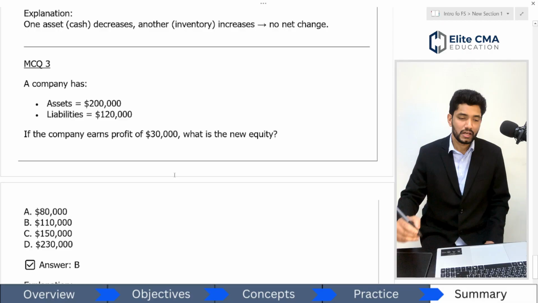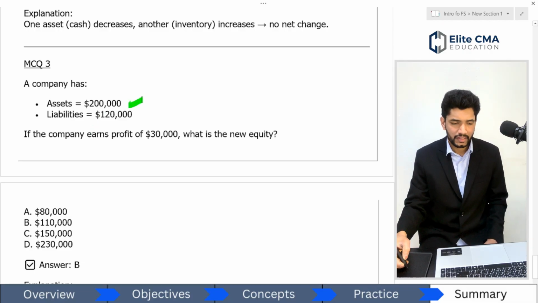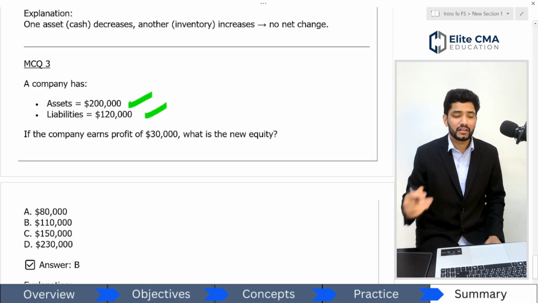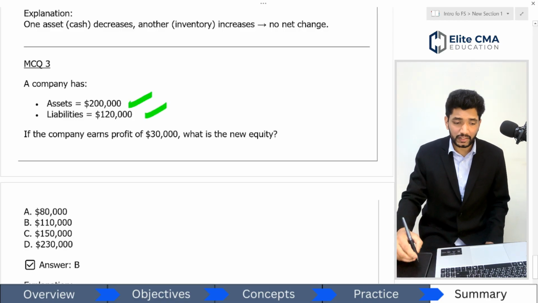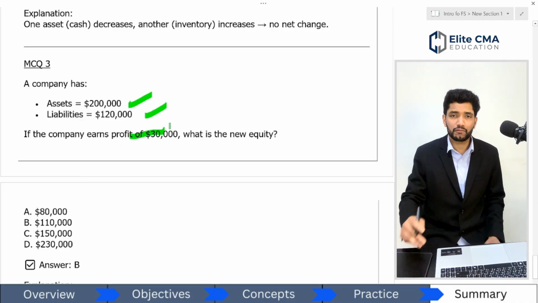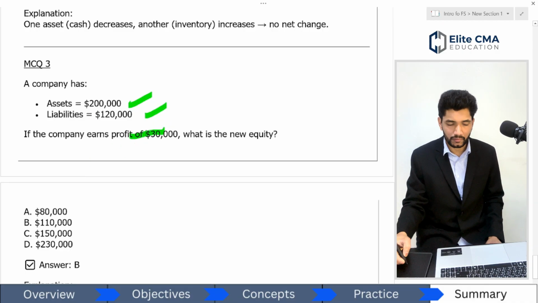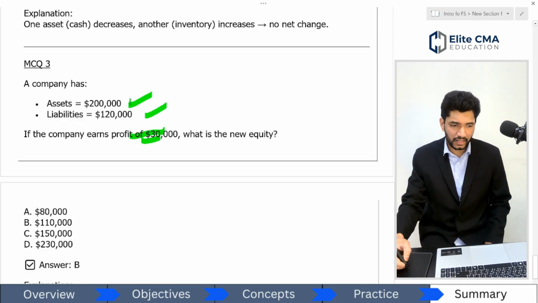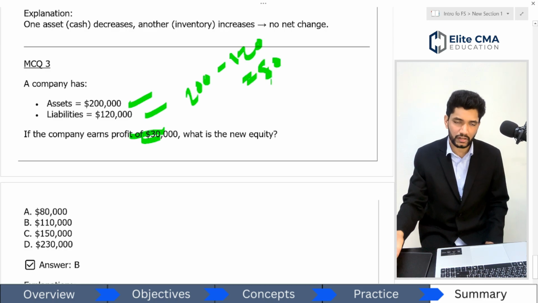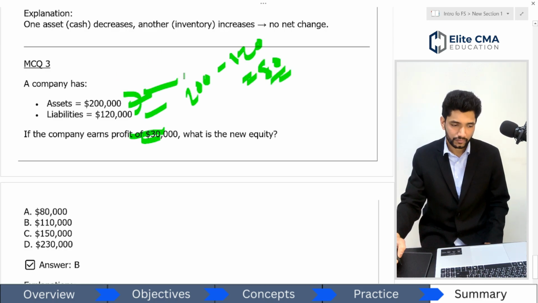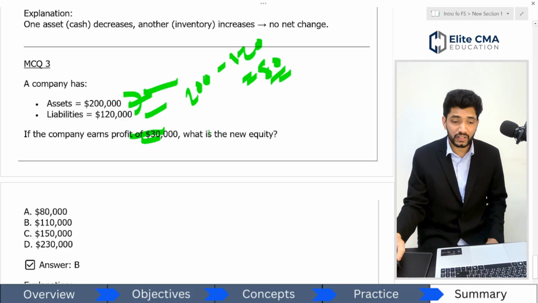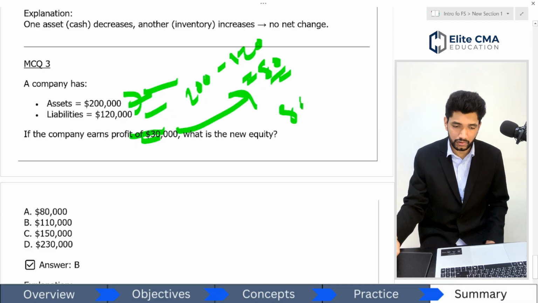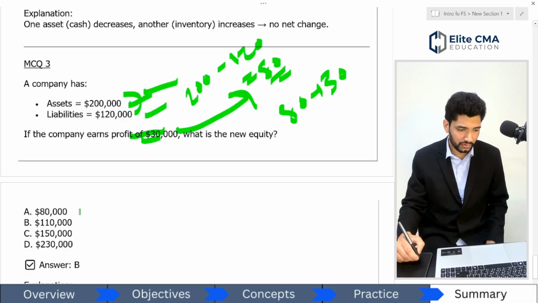Question 3. If a company has asset 200,000, liabilities 120,000, and the company earned a profit of 30,000, what is the new equity? After considering this profit, what is the new equity? So what we have to do, we have to calculate the current equity here. Total equity is in this case 200,000 minus 120,000. That is 80,000 is the total equity at this position. And if we earn a profit, we have to add it to the current equity, that is 80,000 plus 30,000, that is 110,000.